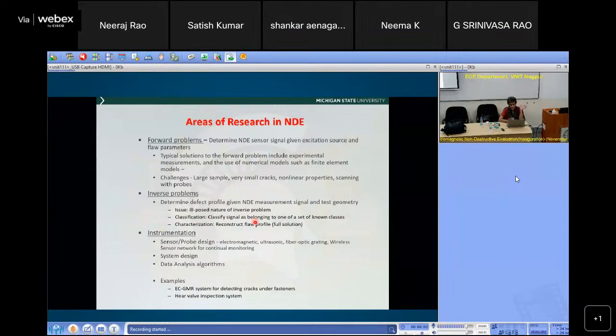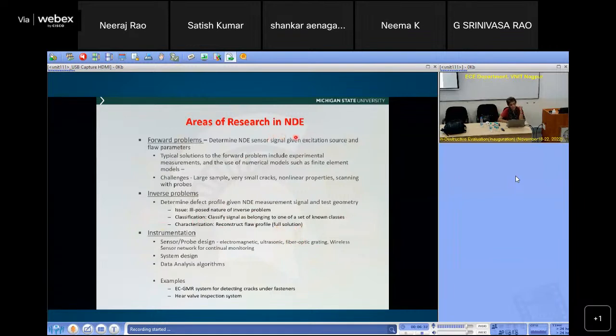And also in NDE, you have two types of inverse problem. One is you take the signal and you just want to classify, is this a defect or is this not, and I'll give some examples of the different classes, which depend on a particular application. And the other type of inverse problem is determining the entire profile of the defect, the defect geometry. And so you reconstruct the flaw profile, which is called the full solution.